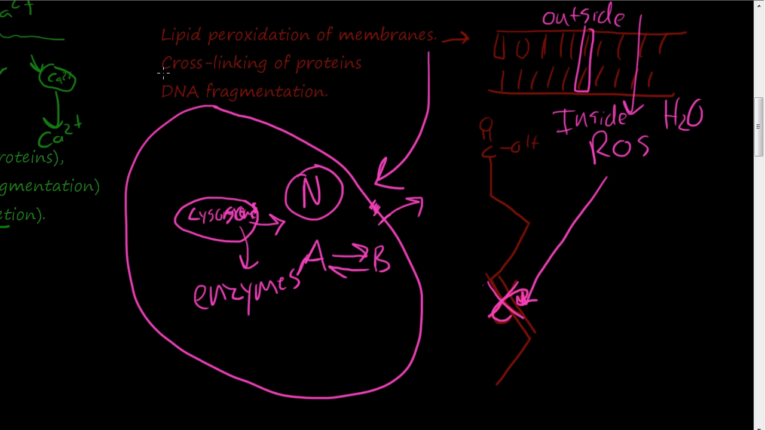Let's talk about the cross-linking of proteins. So reactive oxygen species will promote cross-linking of proteins. So inside the cell, you have these little proteins, and they're little strands of amino acids, and that's a little protein, and this is a little protein. Enzymes, by the way, are just proteins. So reactive oxygen species will come in here and they'll cause these two proteins to stick together. So then now these two proteins don't work.